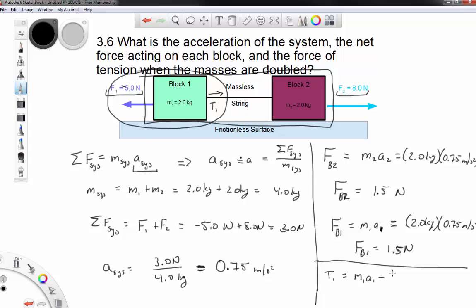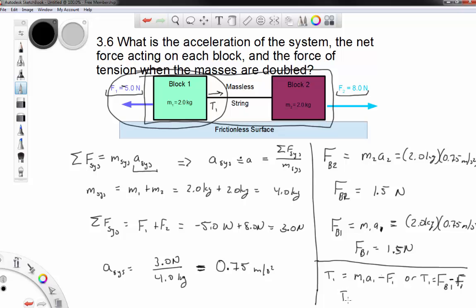minus f1. Or we could use T1 is equal to FB1 minus F1.